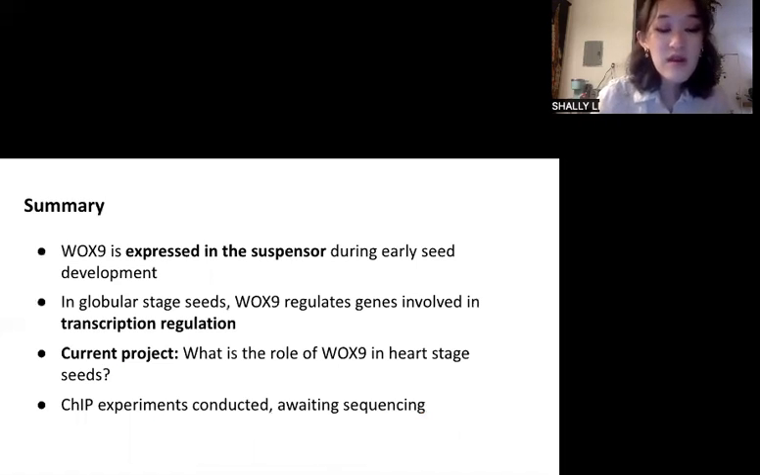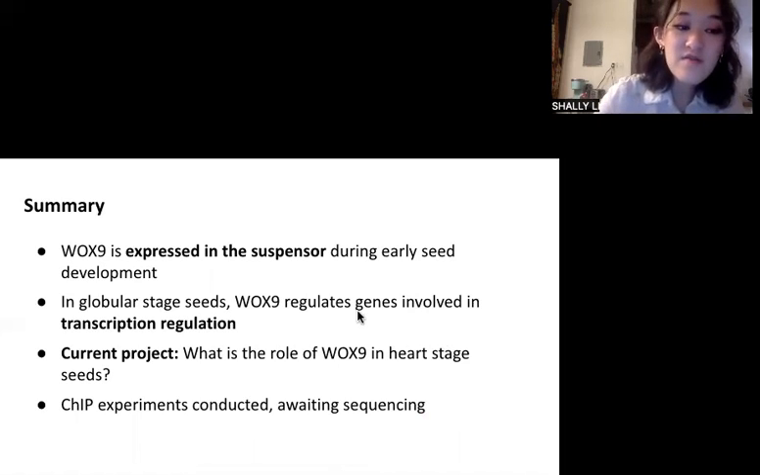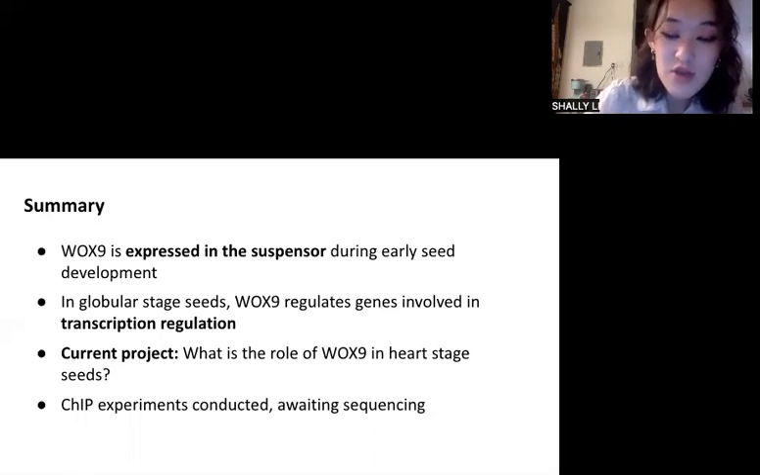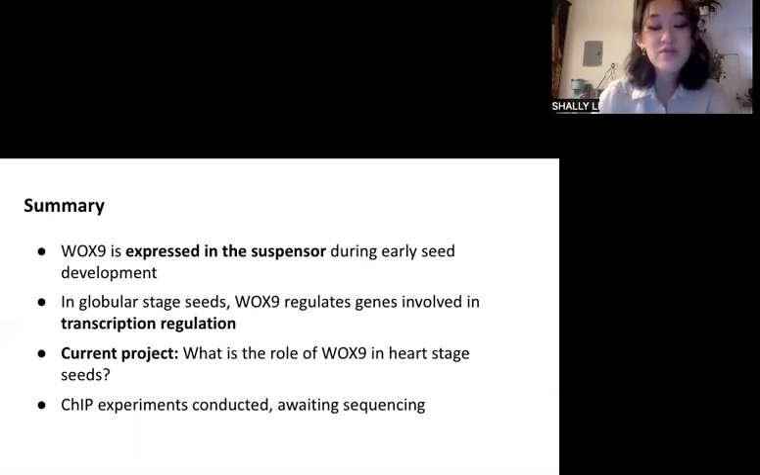So in summary, my project is on elucidating the role of WOX9 in the early stages of soybean seed development. And previous experiments revealed that during the globular stage, WOX9 regulates genes that are involved in the regulation of transcription. And so my current project is to determine the role of WOX9 in heart stage soybean seeds. And to do so, I conducted chromatin immunoprecipitation experiments, and I'm currently waiting to sequence those samples.